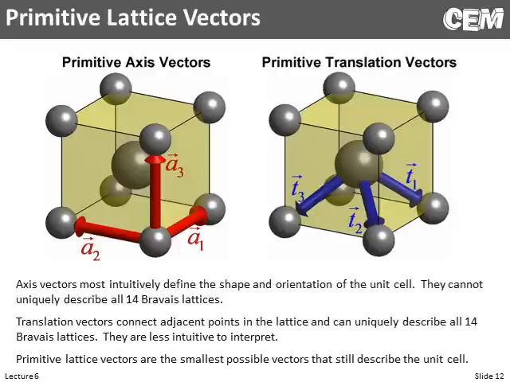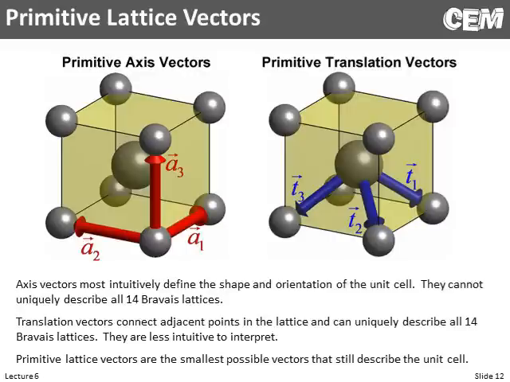So the axis vectors are very intuitive. They tell us the size of the unit cell and its orientation very intuitively. But it turns out they're not as useful because they don't uniquely describe the unit cell. For example, all of the cubic unit cells, simple cubic, body-centered cubic, face-centered cubic, all of those have the same axis vectors. So we cannot uniquely describe a unit cell.